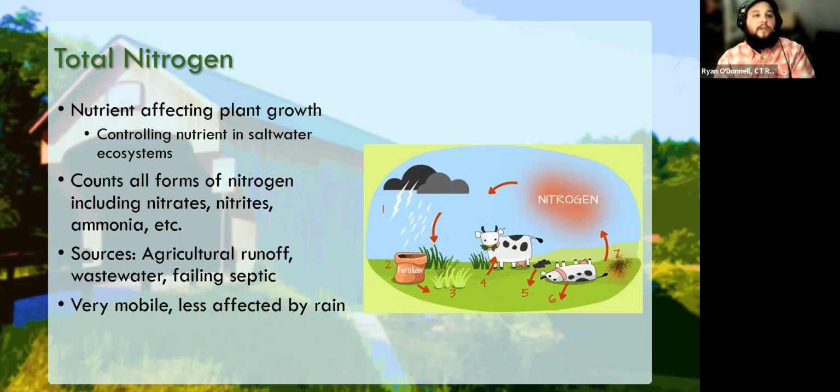And the total means that it counts all forms of nitrogen, which includes nitrates, nitrites, ammonia, etc. The sources are, again, agricultural runoff, wastewater, and failing septic systems. And this is a very mobile parameter. We'll see that it is less affected by rain.